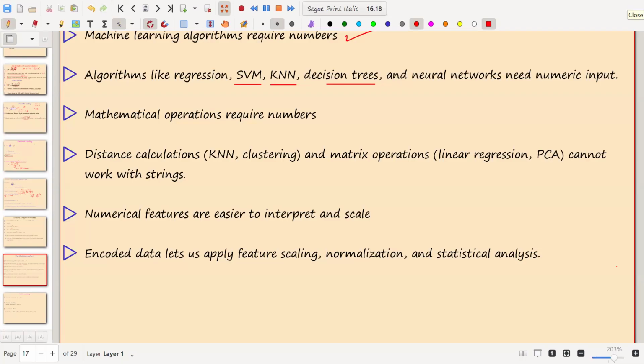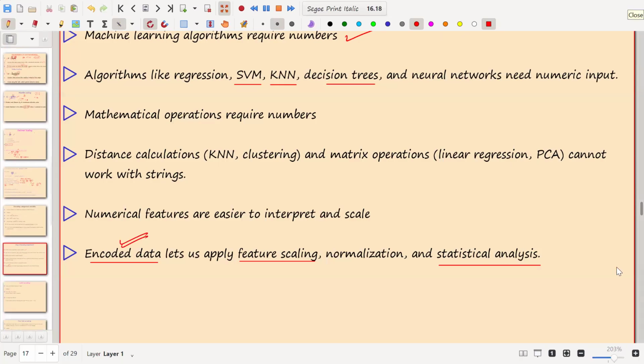So numerical features, you can see, are easier to interpret and scale. So encoding like this is known as the encoded data. Encoded data lets us apply feature scaling, what we have learned just now. You can apply normalization, min-max normalization, decimal scaling, all sorts of things, and various statistical analyses are possible.